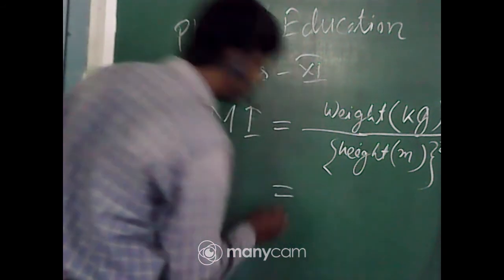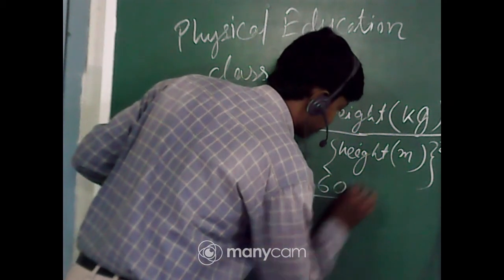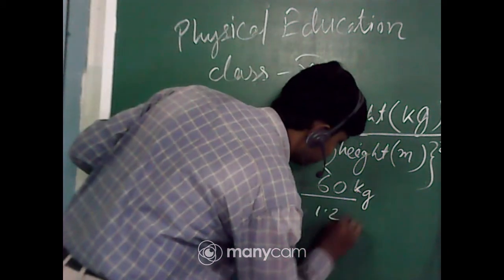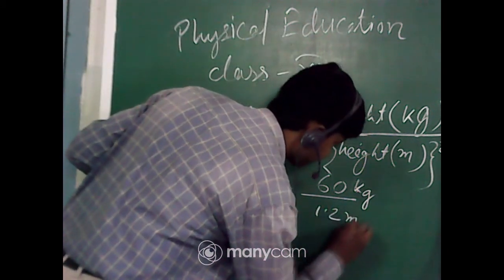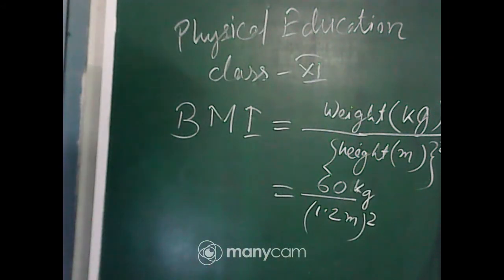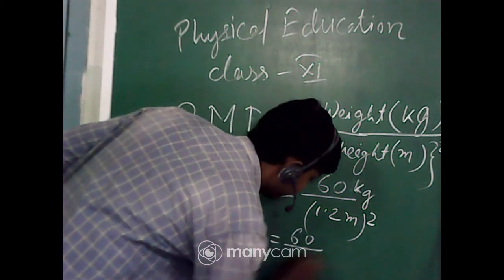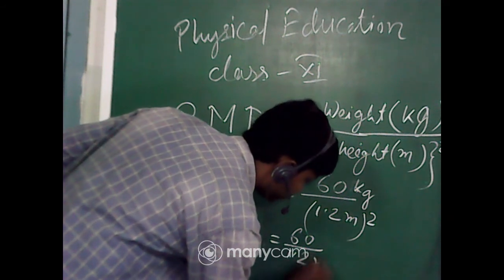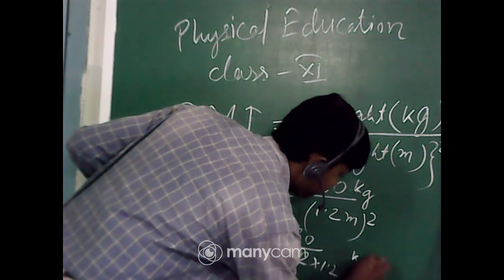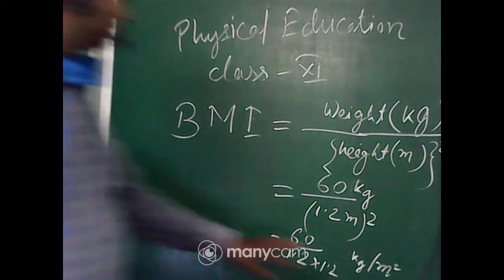How? Suppose an individual has 60 kg weight and height 1.2 meter, and according to the formula it should be squared. Then 60 divided by 1.2 into 1.2, kg per meter square. It will be the BMI.